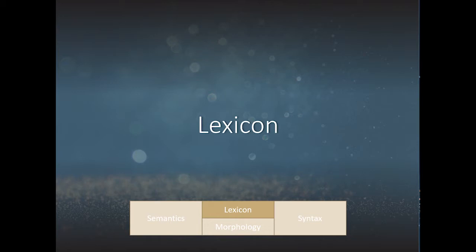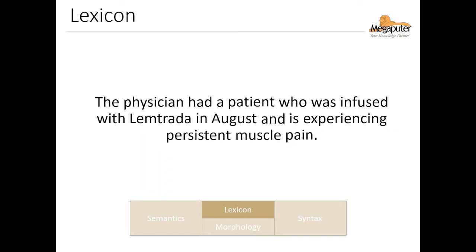We're going to start with lexicon. Remember, that's the dictionary of all available words and what they look like. So let's say we have a sentence like this. The physician had a patient who was infused with Lemtrada in August and is experiencing persistent muscle pain.